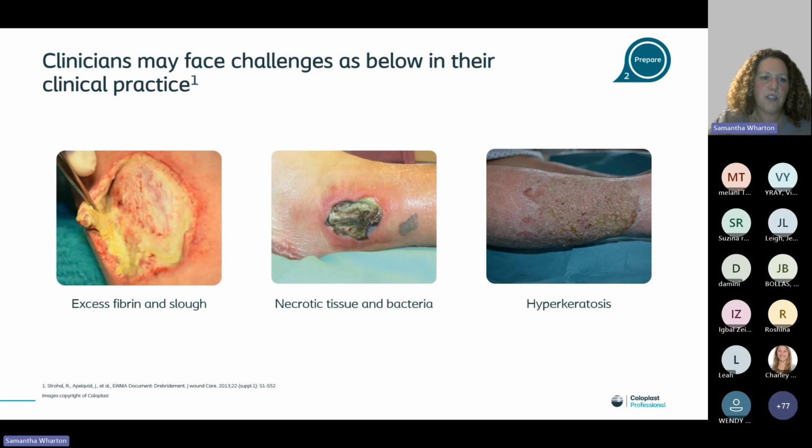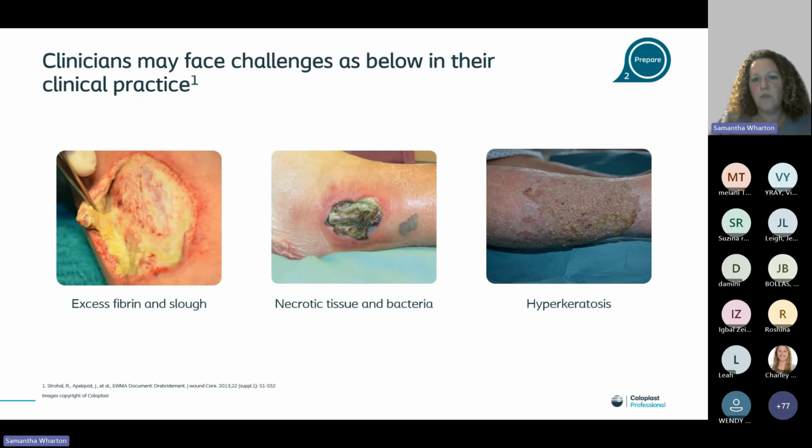So that first photo, you can see you've got that excess fibrin and slough. It's also undermining. On that middle picture, you've got that necrotic tissue, but you can also see there's a bacterial burden there, and that needs to be managed. Not only that, but once that necrotic tissue has been lifted, you might have underlying structures exposed. Also, that heel on that middle picture looks quite red, and you might lift up that foot and actually have necrotic heel as well.